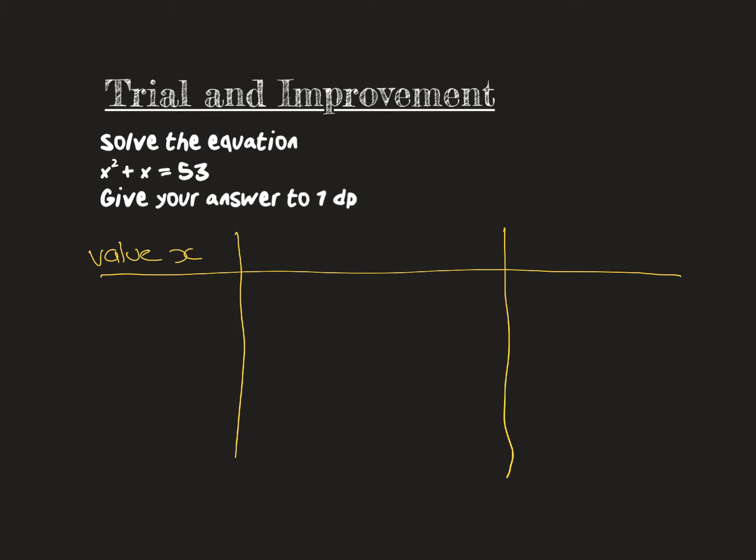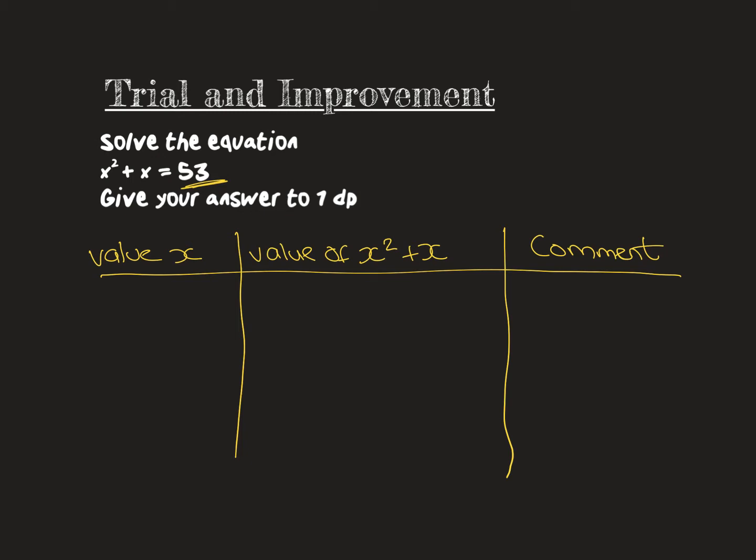The middle column then is the value of our equation, so the value of x squared plus x. Whatever we pick for x, we're going to square it, and then we're going to add that number again onto it. And our target score is 53. So in here we put our comment. If we are getting close to 53, we're going to write in that it's too big, too small, or if that's the correct answer.